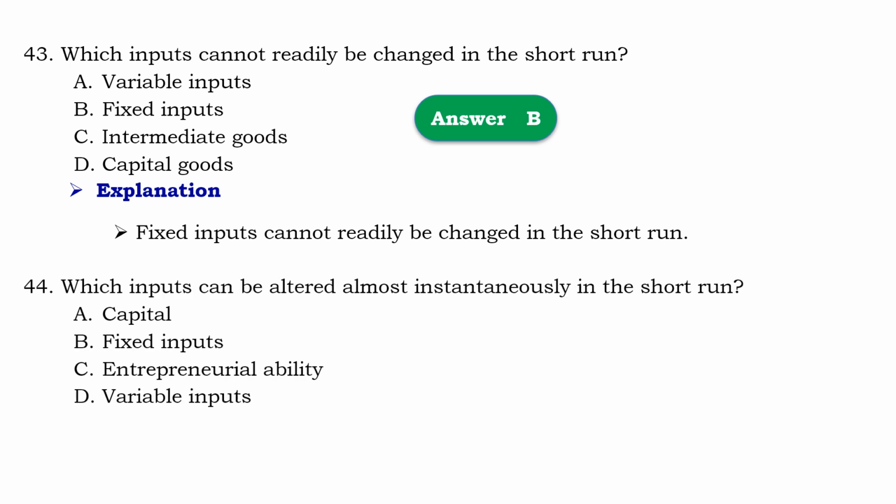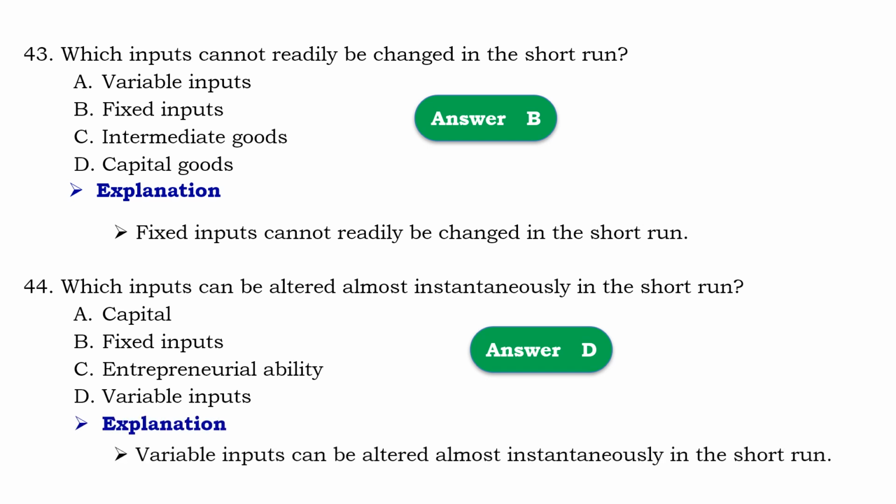Question number 44. Which input can be altered almost instantaneously in short run? That should be the variable input. This means that variable input can be altered almost instantaneously in short run.